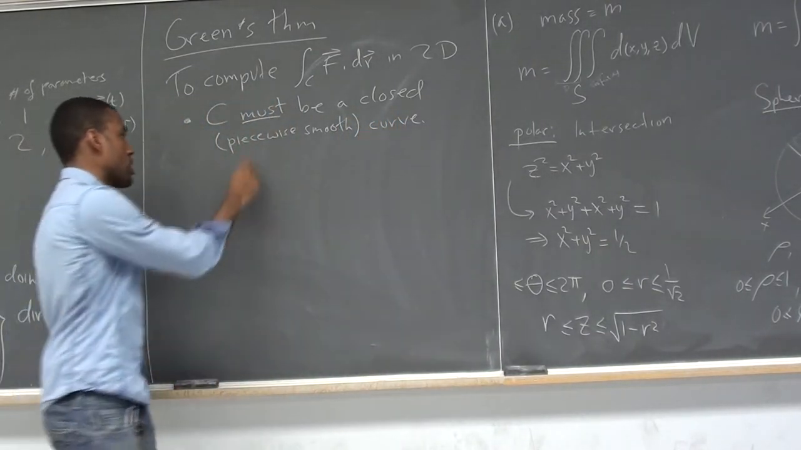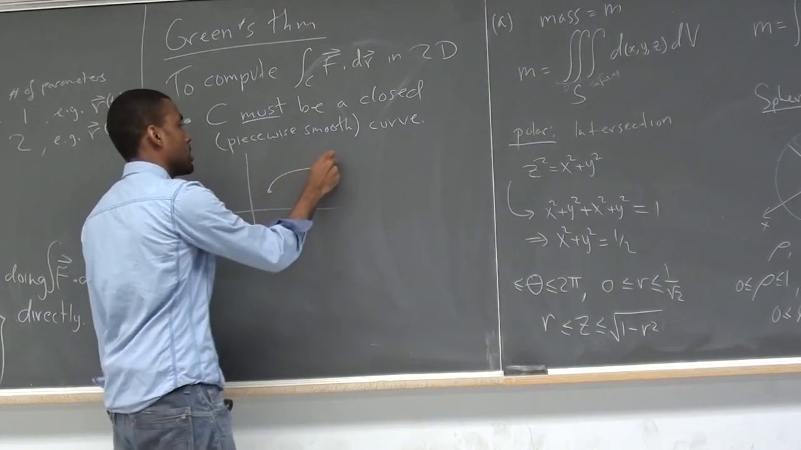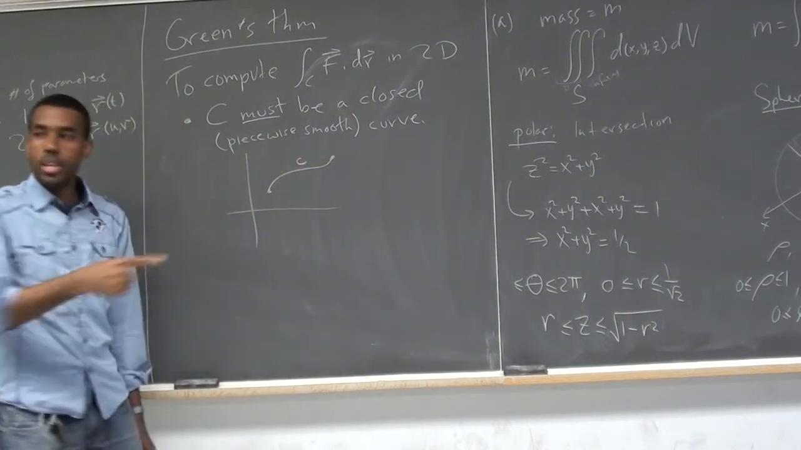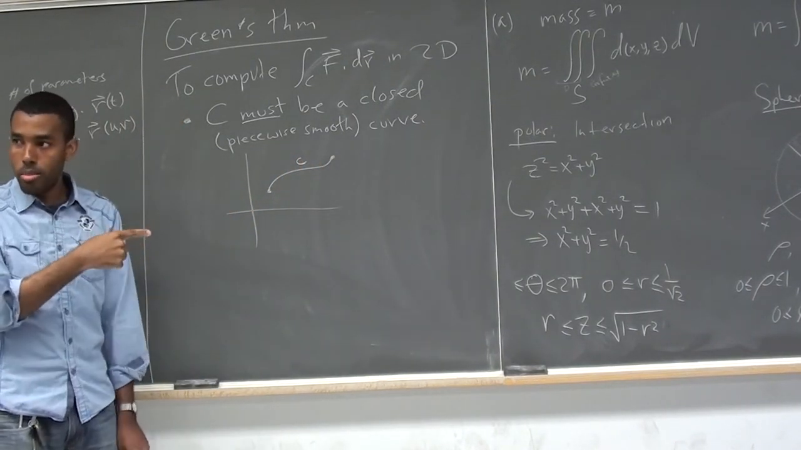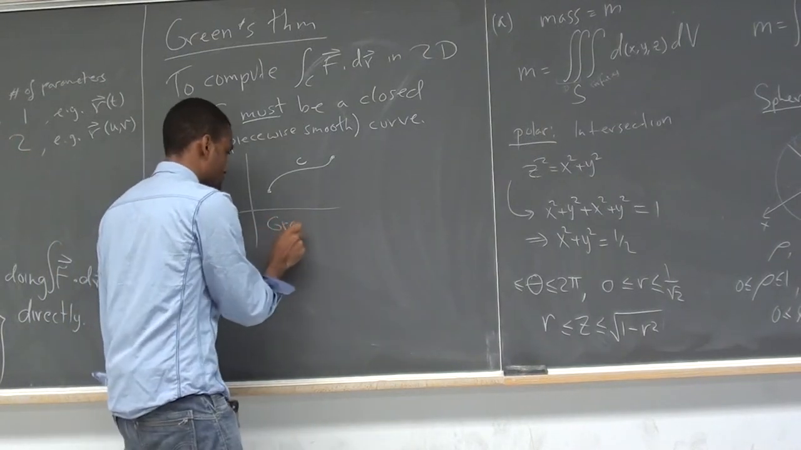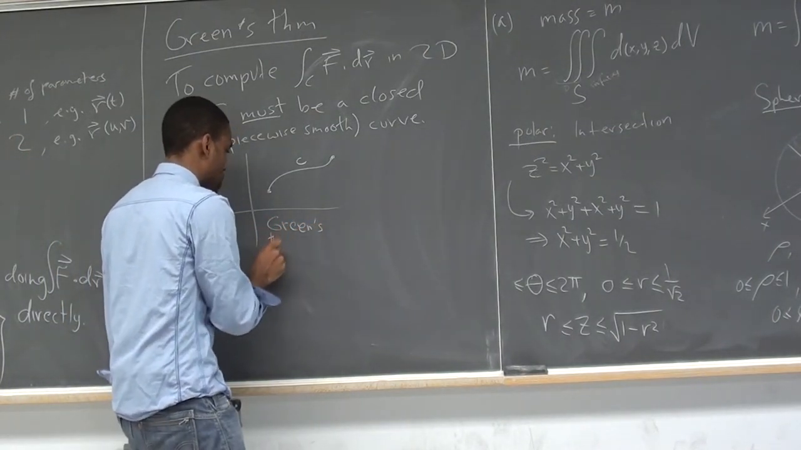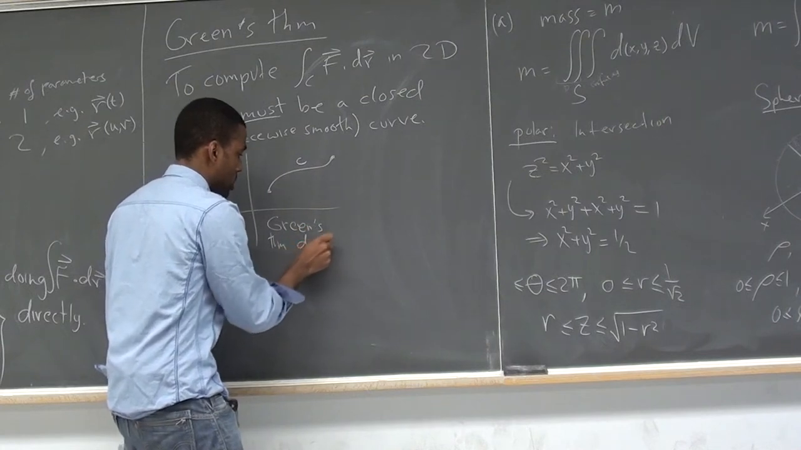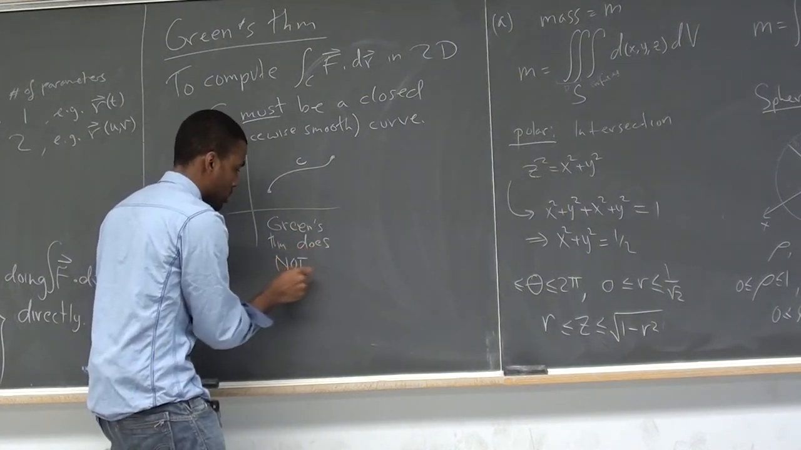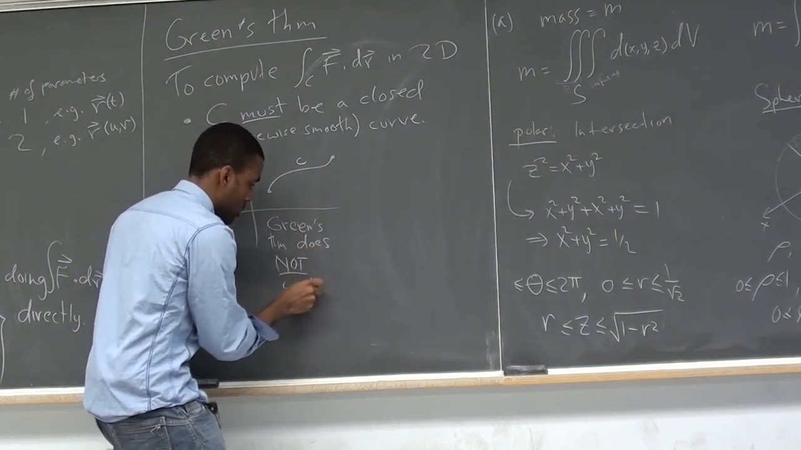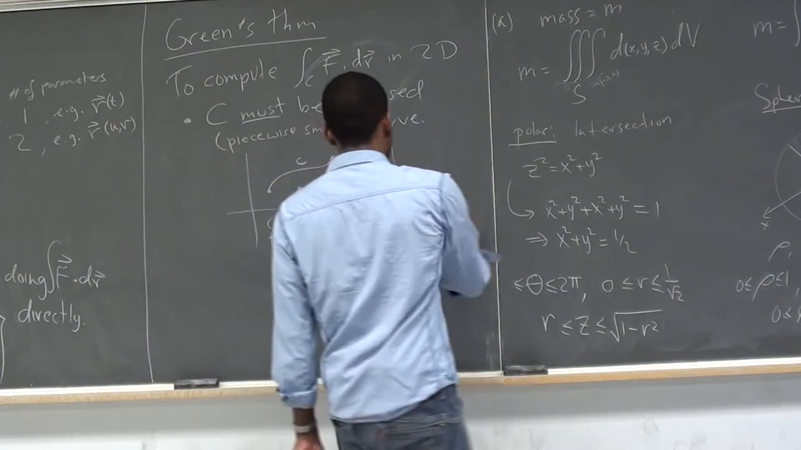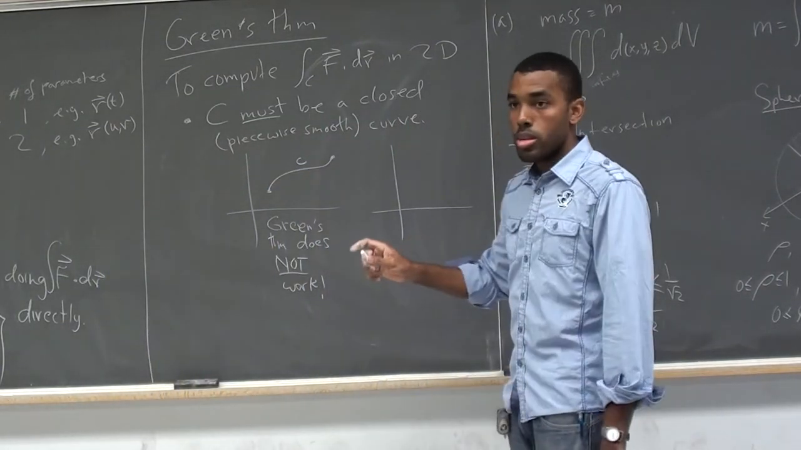Right? So if you're in the plane and I describe C as just this curve, do f dot dr along that, you cannot use Green's theorem. Green's theorem does not work. Why can't I say conservative? It has nothing to do with conservative. With Green's theorem you don't care about conservative.